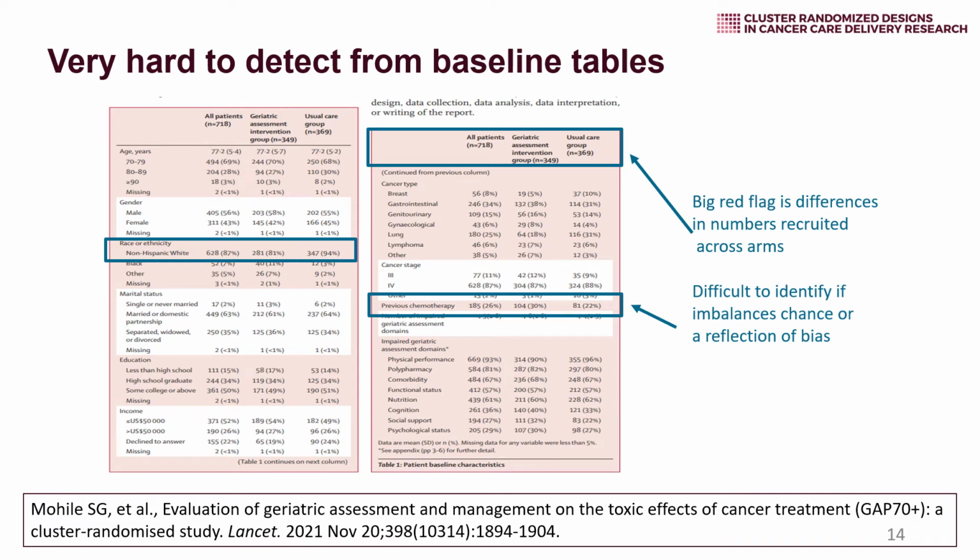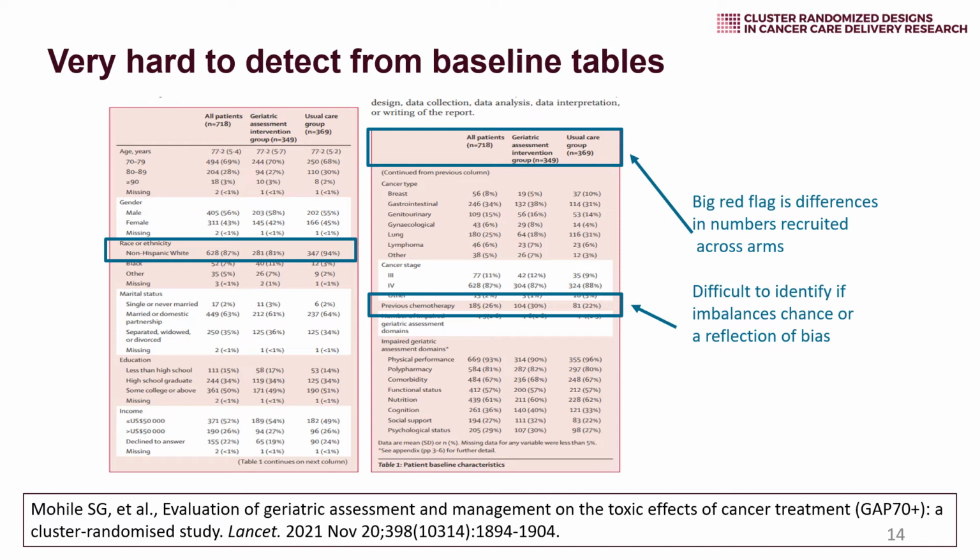Now, it's very hard to detect whether this type of selection or identification and recruitment bias is occurring in any individual trial. So here's an example of a baseline table in a relatively recently published cluster randomized trial. And we've got the characteristics listed by study arms. And there's some hint here that there are imbalances across the two treatment arms. So the first big red flag is a difference in the numbers recruited across the arms. But there are also other hints.